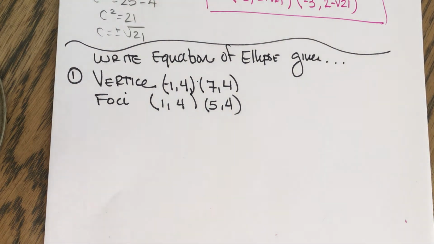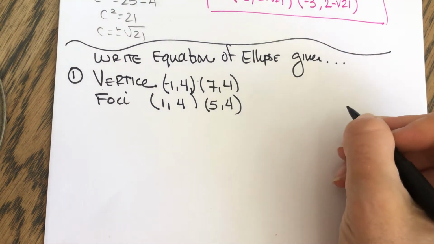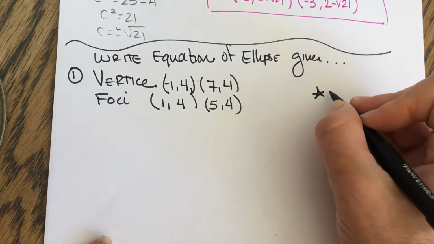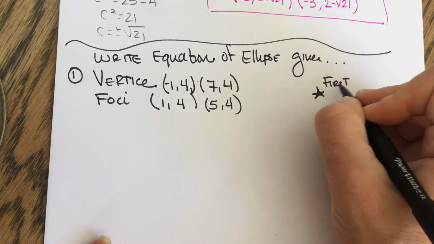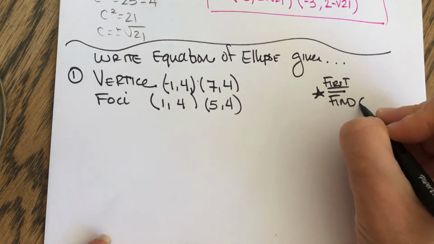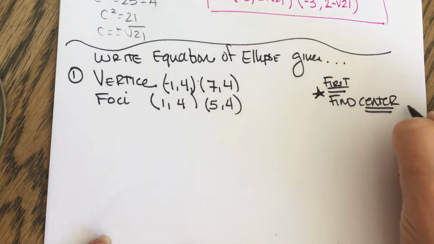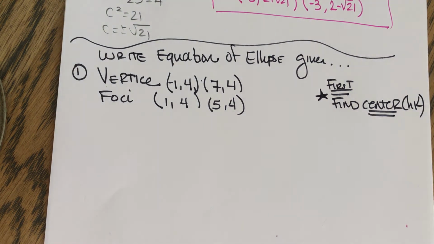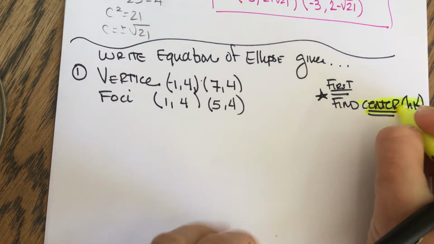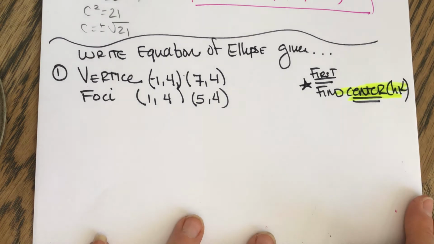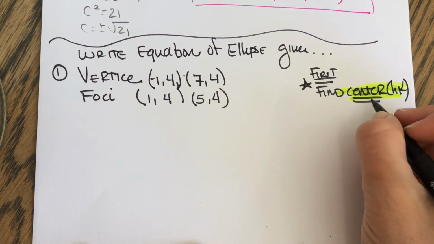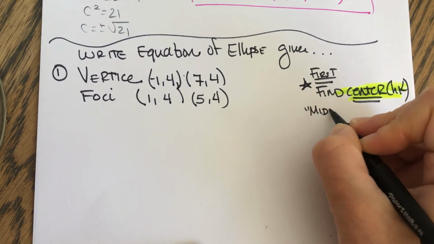Okay, so now the first thing, I'm going to put a big star here. First thing first, what do we have to do? Find your center. Why? Because the center is the h, k. How are you going to start to write the equation of your ellipse if you do not have a center? So this is what we talked about in the beginning. To find your center, you are finding your midpoint.